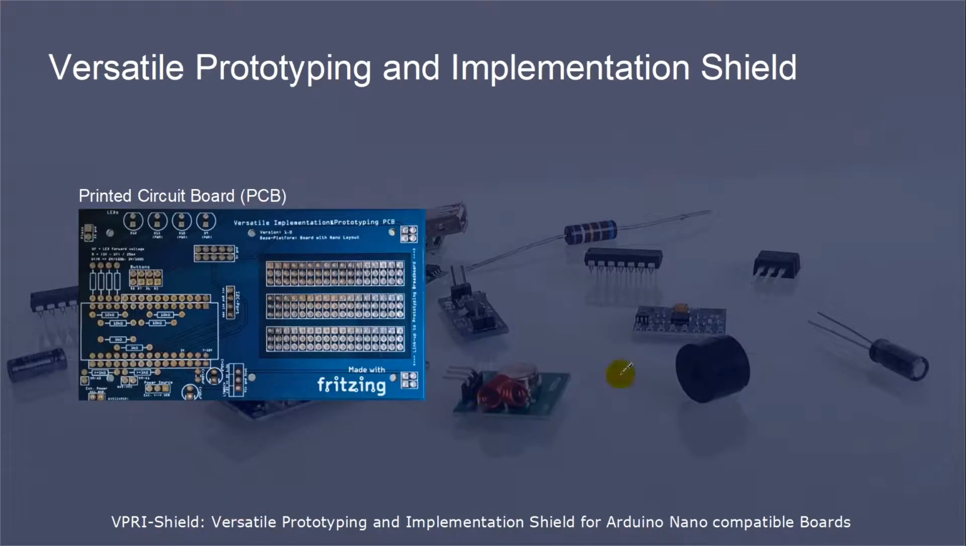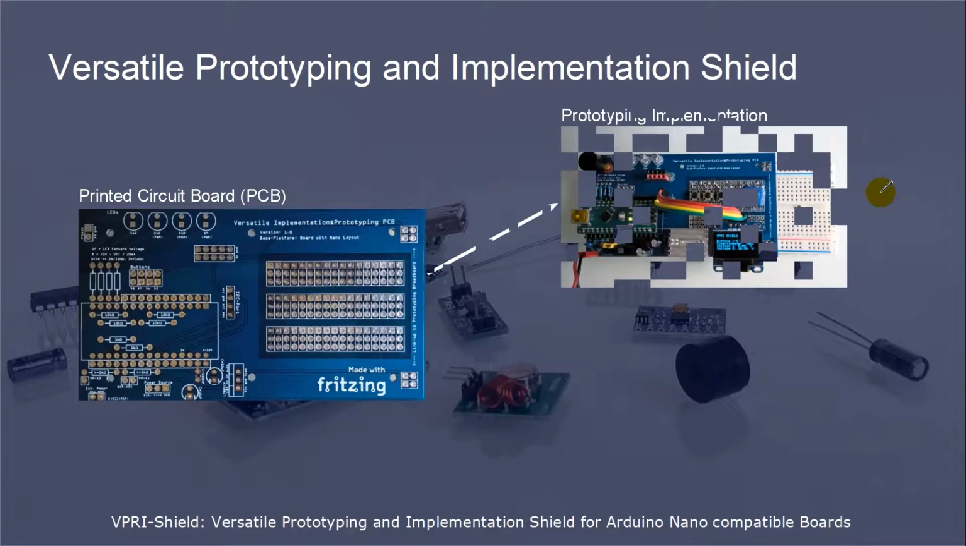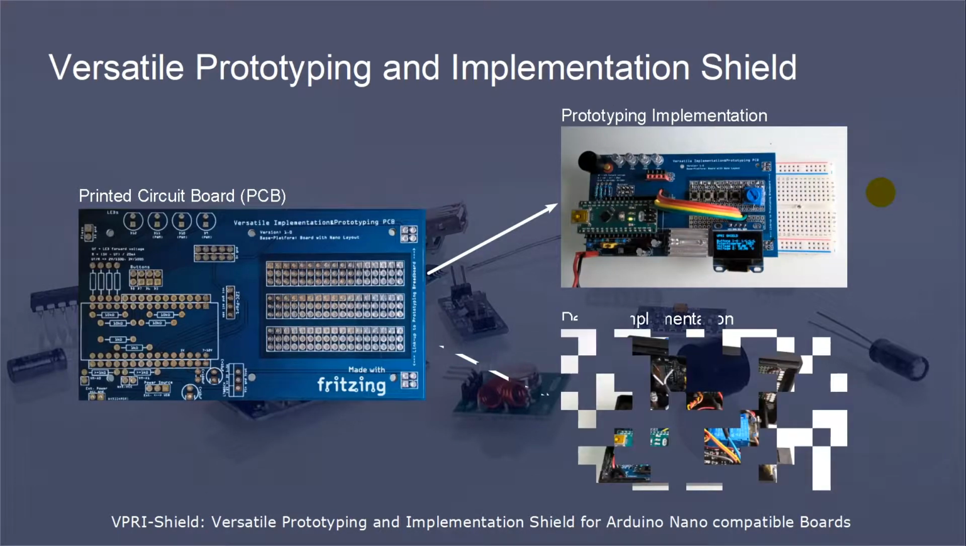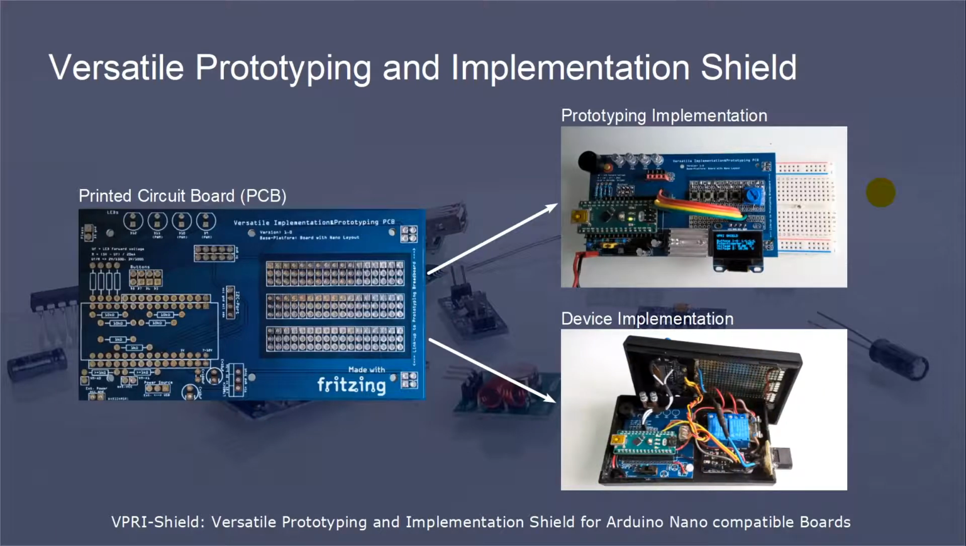Welcome to part 2 of my video series on the versatile shield for prototyping and implementation of Arduino Nano projects. In part 1 I gave you an introduction on the functionality of the shield. The main feature is its versatility. On the one hand it can be used for efficient and rapid prototyping, and on the other hand it can be used as a base for a device.